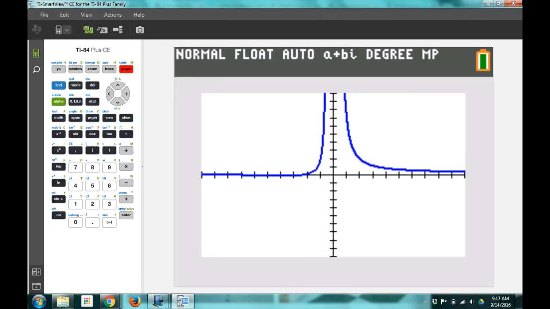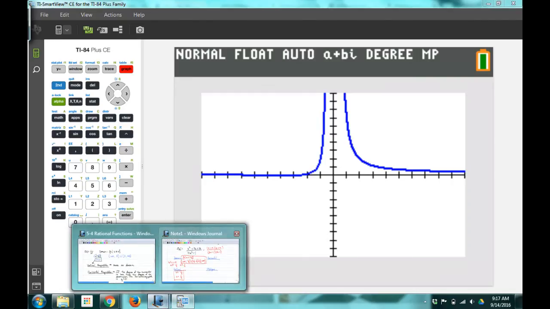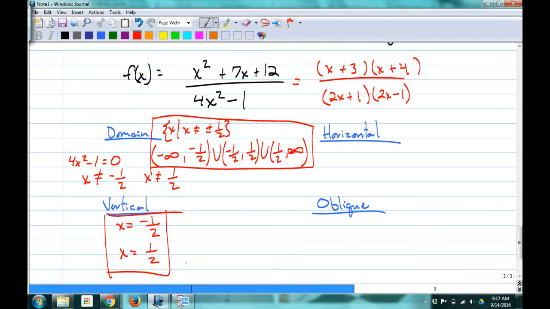We've got a vertical asymptote at negative 1/2. Your calculator doesn't draw those, understand that. But there is one here at negative 1/2 and then one here at positive 1/2. You see how the graph turns up there. It approaches negative 1/2, but it doesn't cross it. So we find those things. Now we look at it and we say, okay, horizontal or oblique.